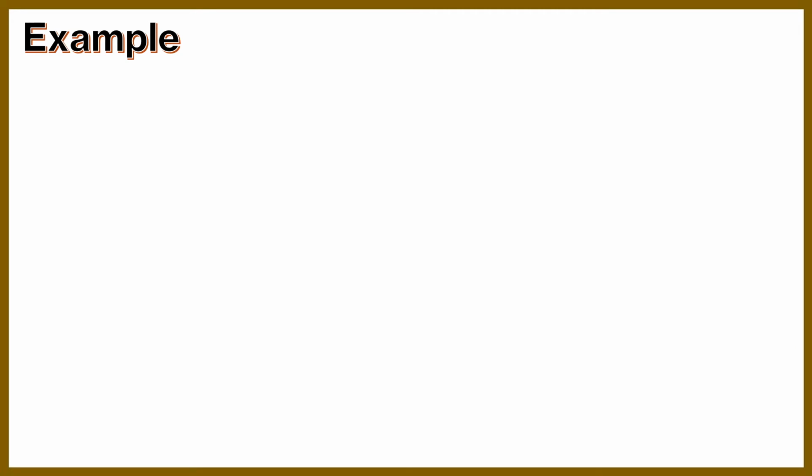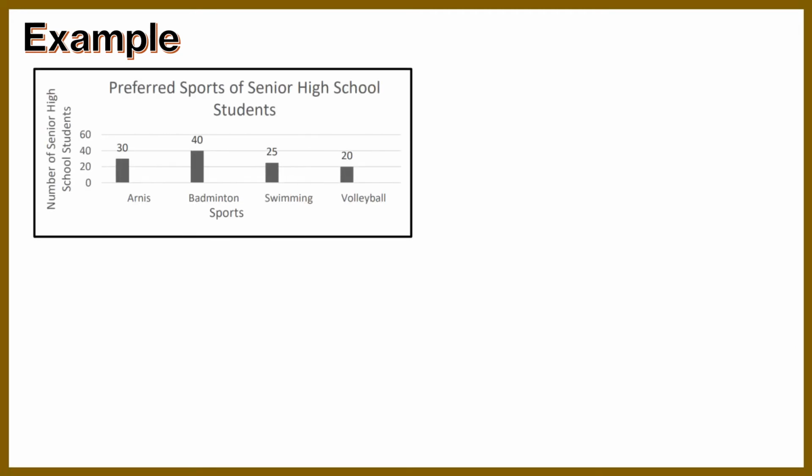Okay, so here is an example of the bar graph. This is the vertical bar graph. The title of our bar graph is Preferred Sport of Senior High School Students. On the left side, makikita natin yung number of senior high school students: 0, 20, 40, and then 60. Then dito sa ating x-axis, makikita natin yung sports. We have here our NIS, badminton, swimming, and volleyball.